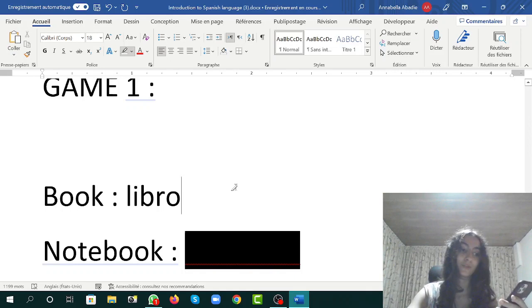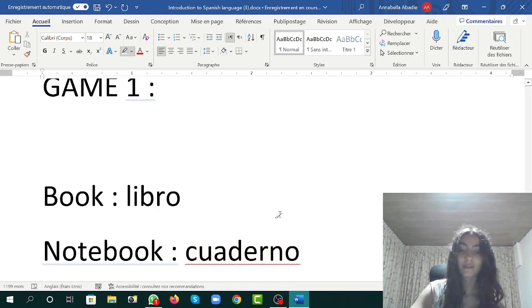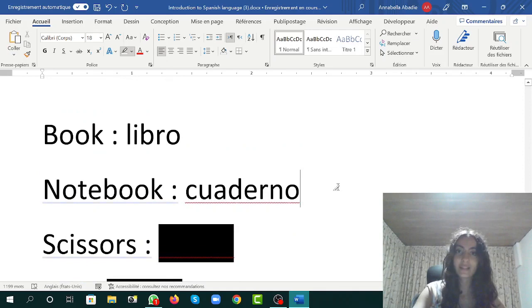6, 5, 4, 3, 2, 1. Time's up. The word notebook in Spanish is cuaderno. The next word is scissors. What is the word scissors in Spanish? Start.